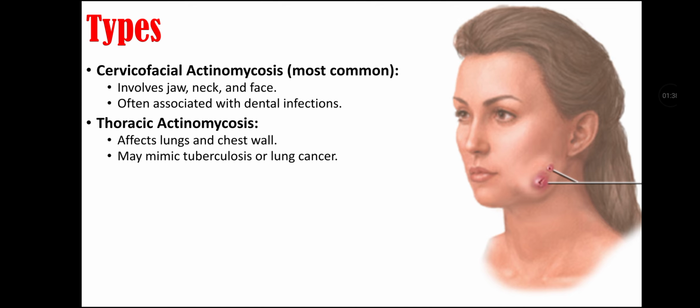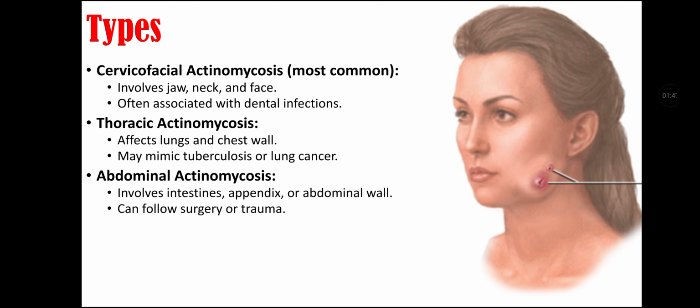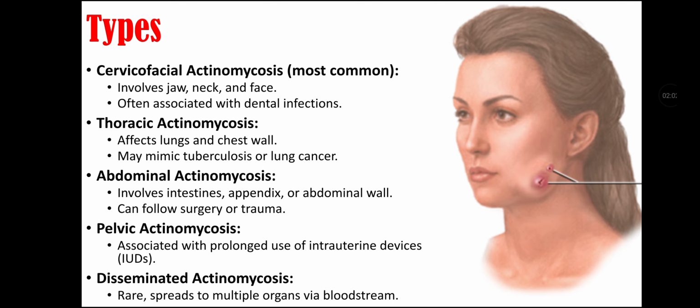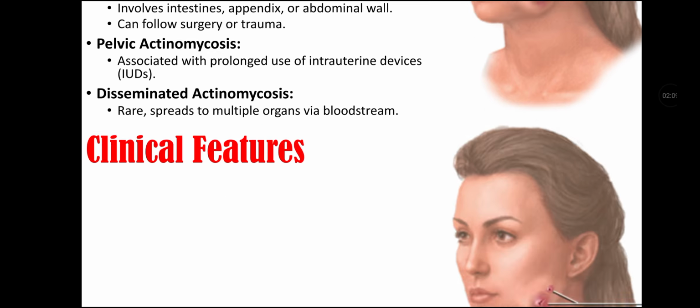Second type is thoracic actinomycosis that affects lungs and chest wall. It may mimic tuberculosis or lung cancer. Third type is abdominal actinomycosis that involves intestine, appendix or abdominal wall, and it can follow surgery or trauma. Fourth is pelvic actinomycosis that is associated with prolonged use of intrauterine devices. Fifth is disseminated actinomycosis that is rare and it spreads to multiple organs through bloodstream.